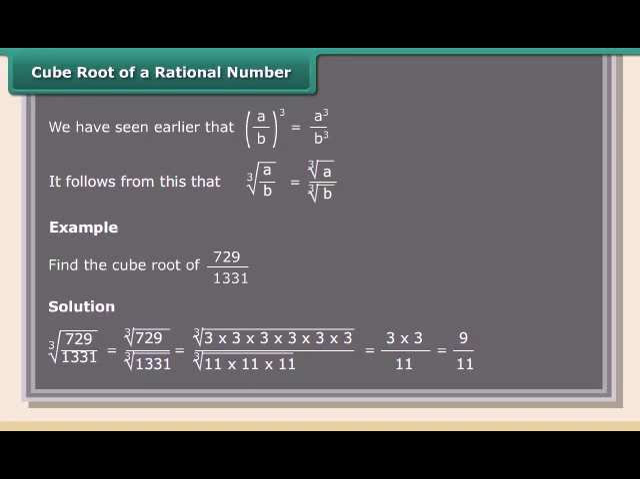1,331 is equal to cube root 729 upon cube root 1,331, which is equal to cube root 3 into 3 into 3 into 3 into 3 into 3 upon cube root 11 into 11 into 11, which is equal to 3 into 3 upon 11, which equals 9 upon 11.